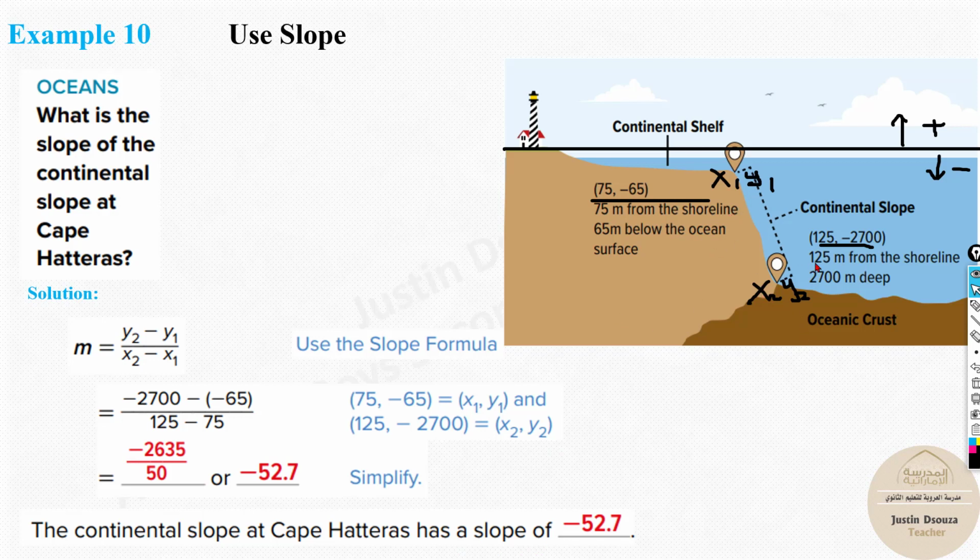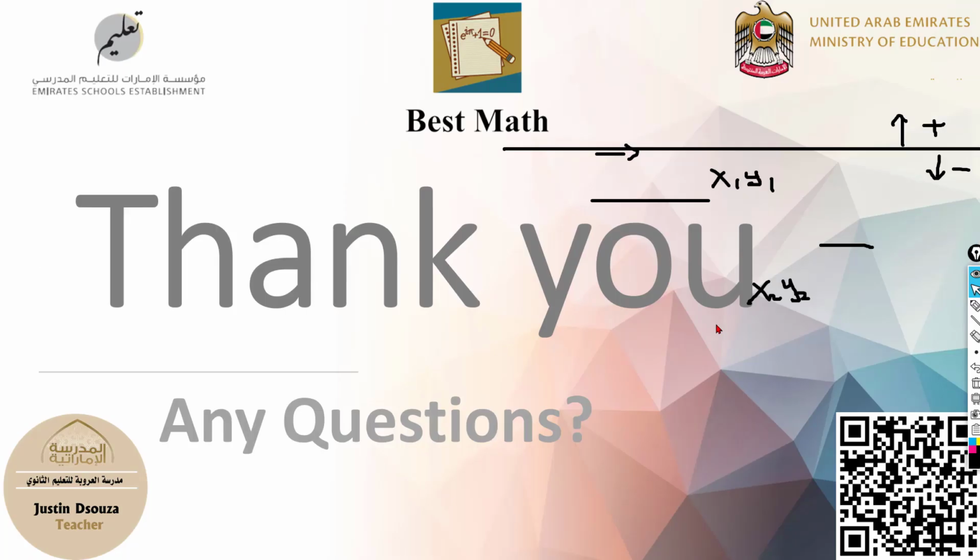So what happens? It's meters. So for every meter you walk by over here, as you go ahead at this part, there is a decline, or a decrease, of 52.7 meters. So it's a huge steep slope. So that's the answer. Well, and that's it.